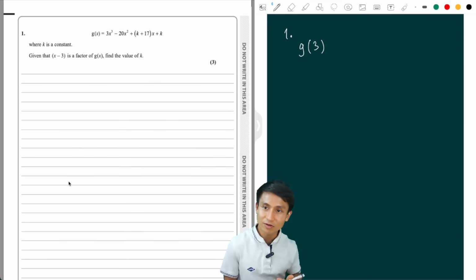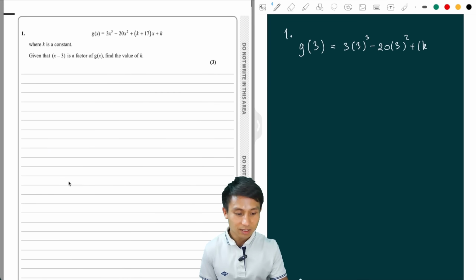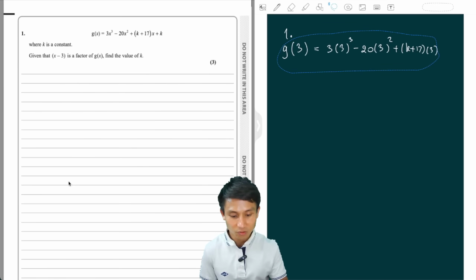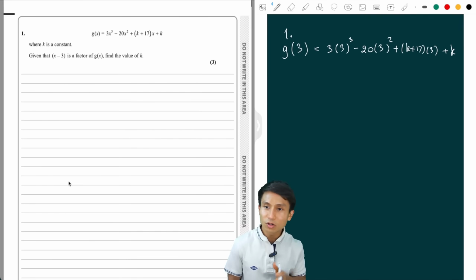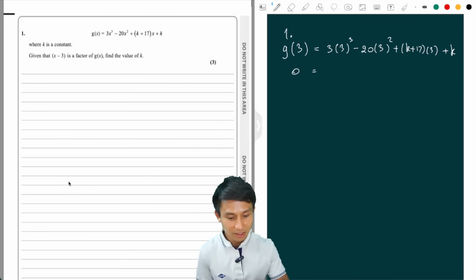So we are doing g(3). If we substitute into all the x's, we get 3 times 3 to the power of 3, minus 23 times 3 squared, plus k plus 17 times 3, and then plus k. I'm just going to move a little more to the left. And we also know from the factor theorem that this must be 0, because there's no remainder for the factor. And then I'm simplifying this.